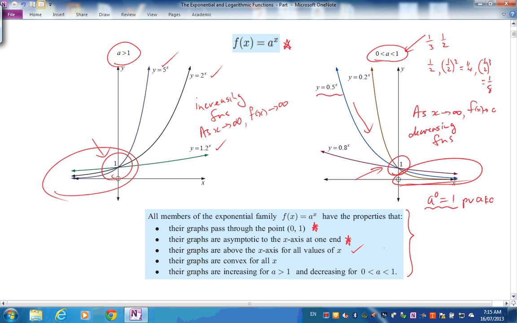Yep. Their graphs are convex. Yes, that's right. Remember, concave is turning like this. There you are in your little cave there. So they aren't like that at all. They're convex, so coming upwards. There's no cave. The cave is on the top, if you like. Their graphs are increasing for a greater than 1 and decreasing for a between 0 and 1, or the fractions. Do you remember any of that stuff? Okay, well, we're going to keep working on it, so you'll play catch up there.